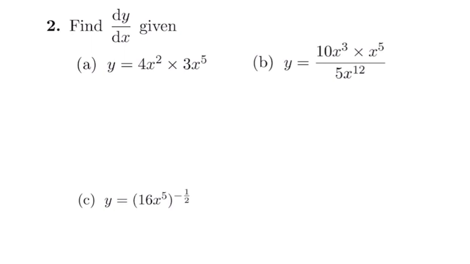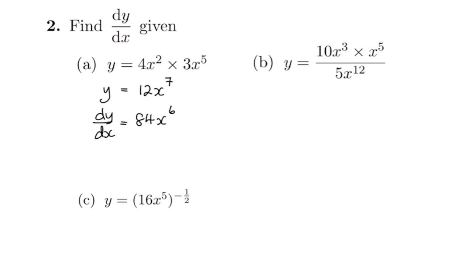The first thing we've got to do is simplify each of these. So 4x squared times 3x to the power 5 will be 12x to the power 7. Remember, multiply and add your powers. So dy dx equals 12 times 7 is 84, x to the power 6.